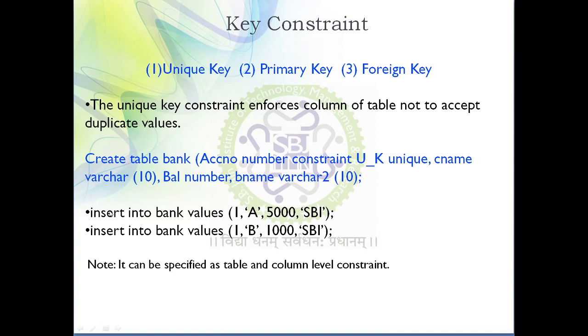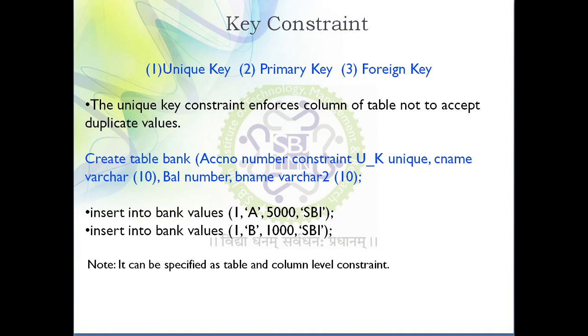Here I have written two insert into statements. First, insert into bank values: account number is 1, name is A, 5000 is the balance, SBI is the branch name. In the second insert into statement, I have written the same value 1 for account number. Whenever I execute this second insert statement, I will get an error, because account number 1 already exists in the table, and as I applied a unique constraint on the account number attribute, it gives me an error. So this is the use of the unique constraint.